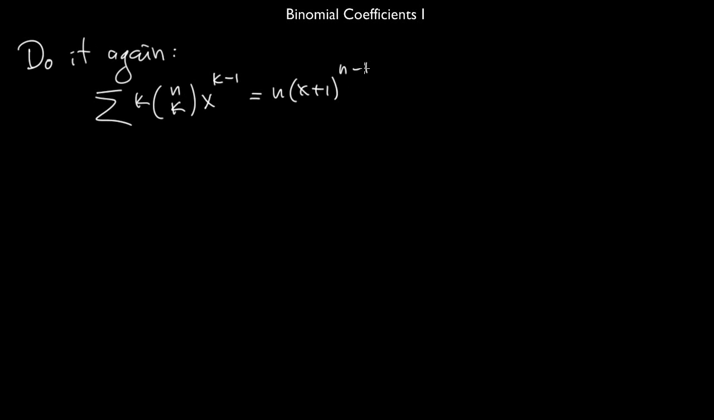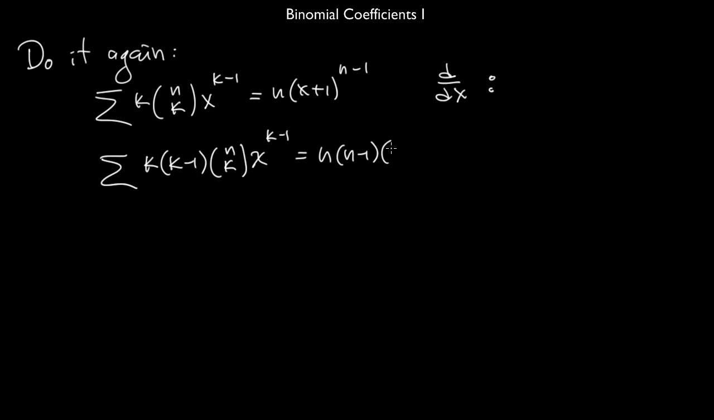Let's do it again. If taking one derivative was good, certainly taking two should be good. So let's see what happens. So here's what happens when you take the first derivative of both sides of the binomial theorem. You get this. So let's take d by dx of both sides again. So this time you get what? You get k minus 1, n choose k, x to the k minus 2. Oops, that's a misprint. N times n minus 1, x plus 1 to the n minus 2.